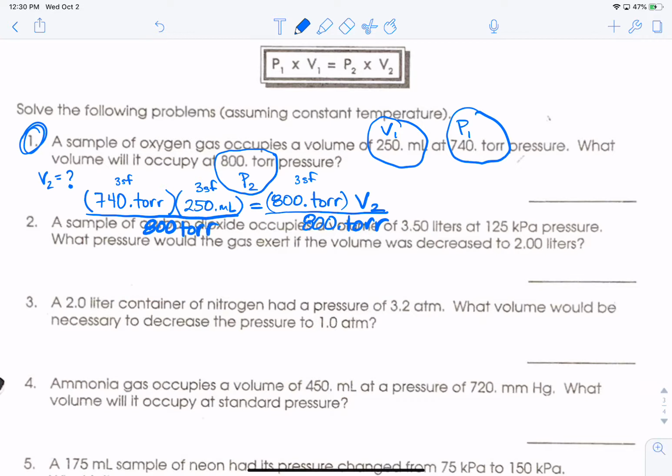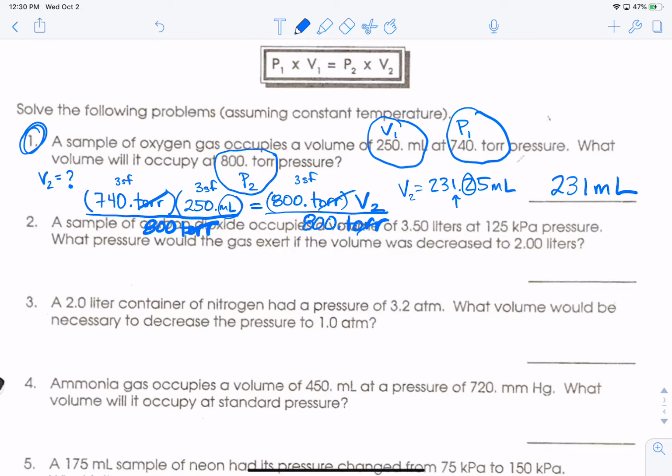My torrs cancel. And if I do that math, my V2 equals 231.25. What are my units? Well, my torrs have canceled, so I'm units of milliliters. How many sig figs should my answer be? 3. So I need to round to here. So I look at the 2. Therefore, it keeps it the same. So my answer is just 231 milliliters. And please put your answers on this line here. That way it's nice and easy to grade.